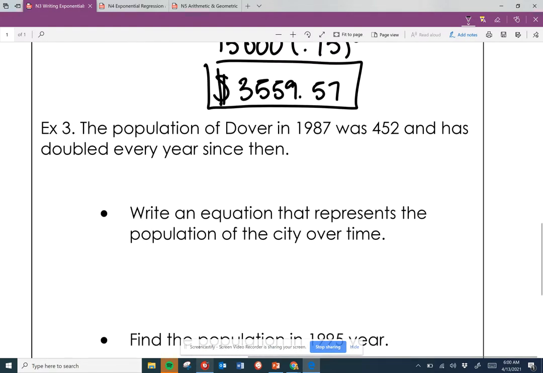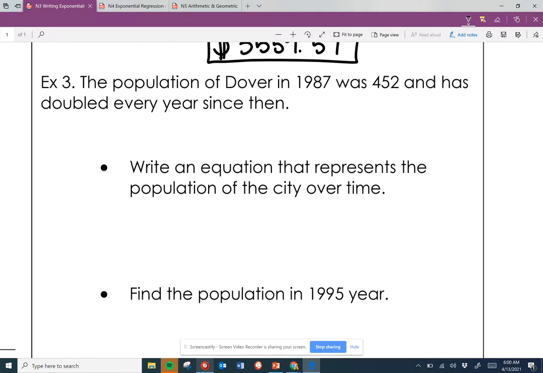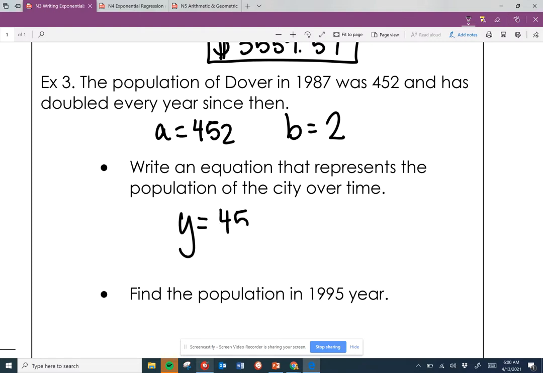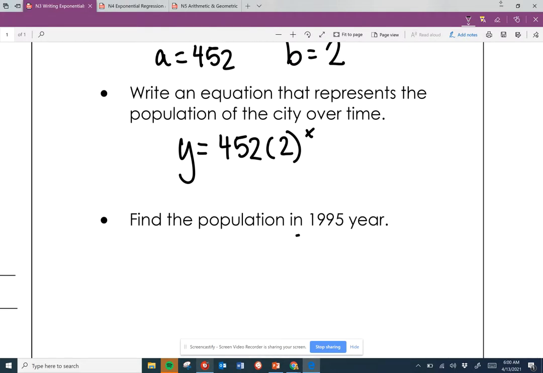For our last example, you can see that the population in Dover in 1987 was 452. That's important because initially we had 452 people, but it's doubling every year since then. So this is one of the examples where we do not have an R value. Instead, we can jump directly to our B value because we can see that it is doubling. So our B value will be 2. So the equation will be 452 times 2 raised to the power of x. Now it says find the population in 1995.